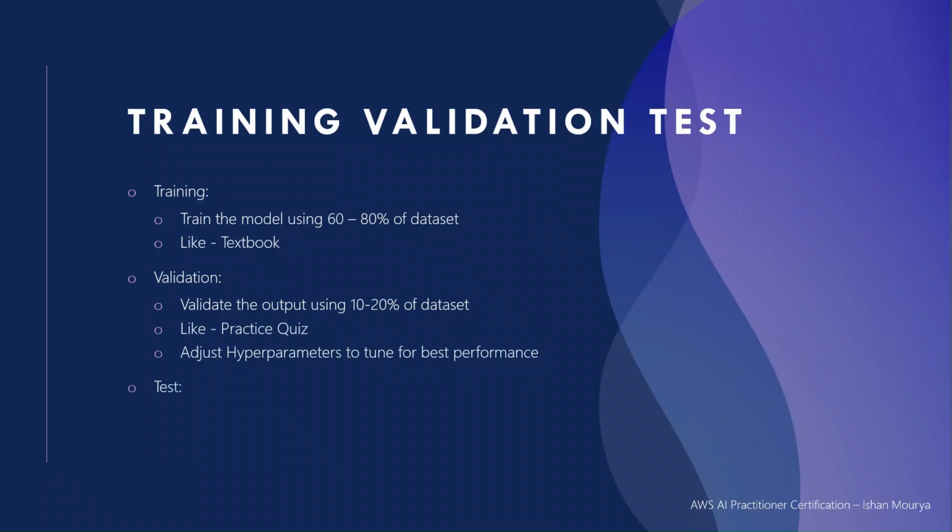Now the final step is the test stage. The test stage is the final testing of your model. Your model is now ready. You trained it, you tuned the hyperparameters to get the optimal output, and then you are going to test it in the real world. So this is like the final exam for your model. Here again we use the last remaining 10 to 20% of that data. So that's about the training, validation, and test.